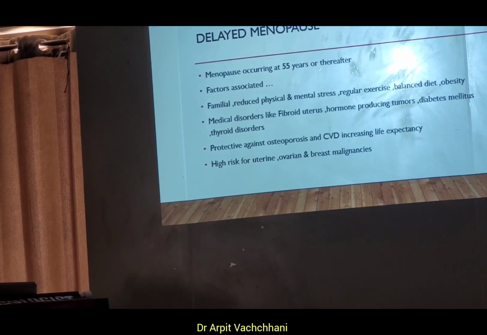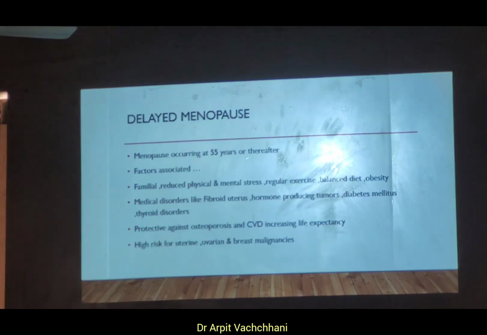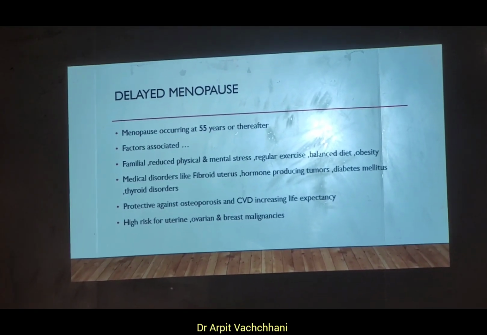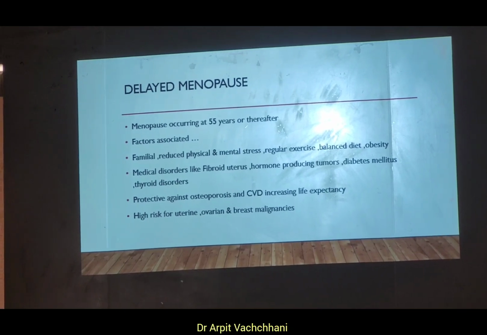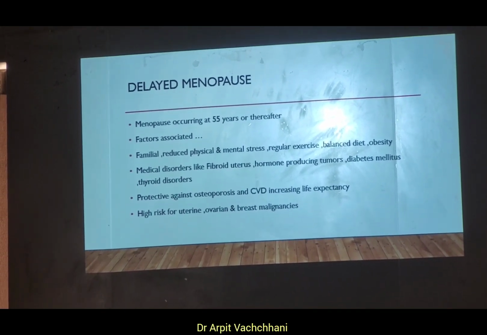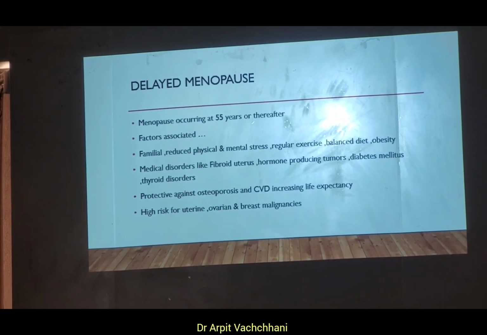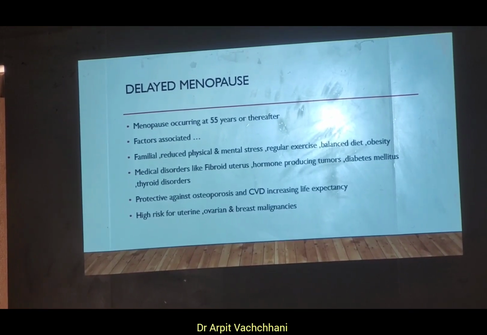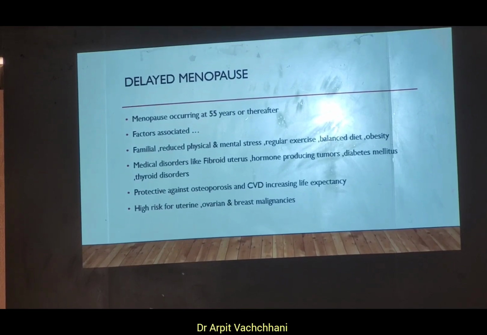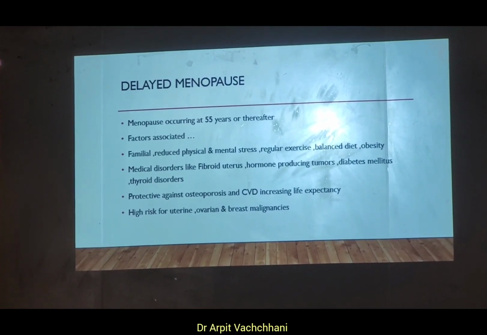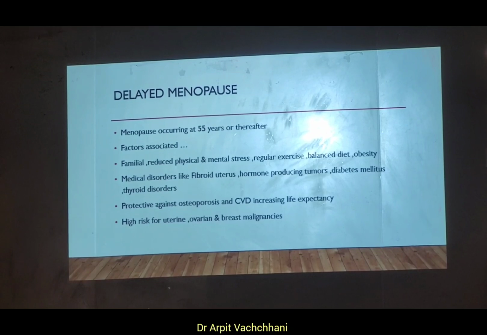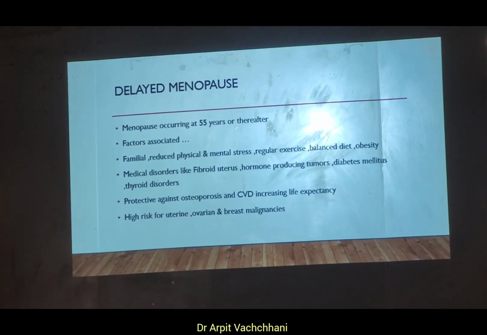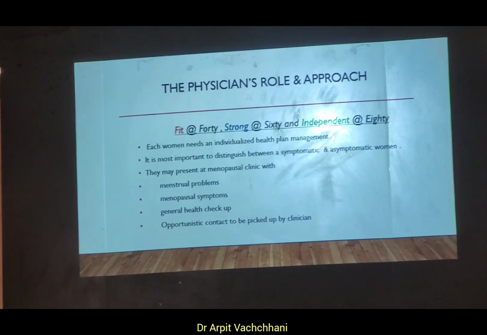Now something about delayed menopause. Menopause occurring at 55 years or thereafter. The factors associated may be familial, reduced physical and mental stress, regular exercise, balanced diet, and obesity. Medical disorders like fibroids, hormone-producing tumors, etc. It has both pros and cons: protective against osteoporosis and CVD, increasing the life expectancy, but on the other hand, there will be high risk for uterine, ovarian and breast malignancies. So they have to be screened properly, patients having delayed menopause.